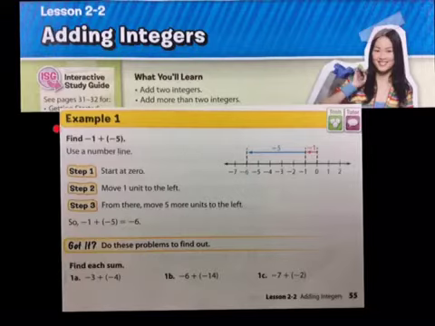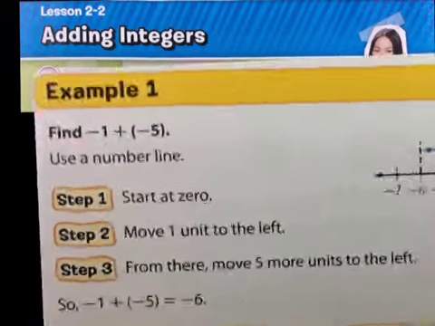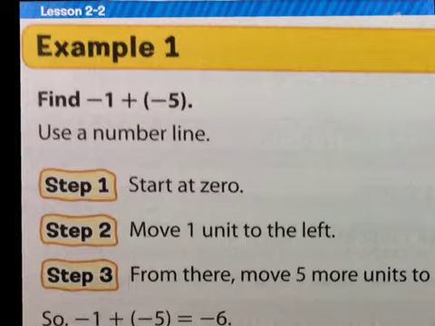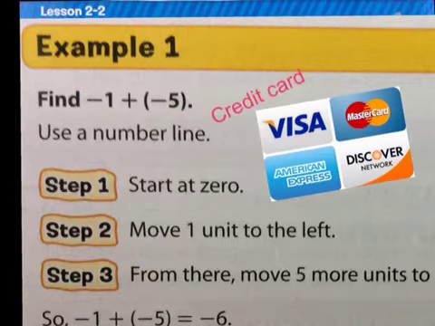Okay, as you can see here, here's an idea of how to add integers. Let's say you have -1. Let me zoom that in, okay? And plus -5. The way I've always seen this is, let's pretend I have a credit card. Like you may have a MasterCard, a Visa, an American Express, or a Discover card. Those are all credit cards. Now, with credit cards, boys and girls, the money is not yours. This money is borrowed. So if I use my Visa and I use $1 out of my Visa, I am -$1. Now I owe $1 to the Visa company.